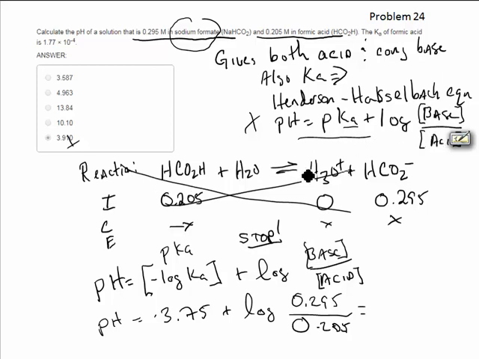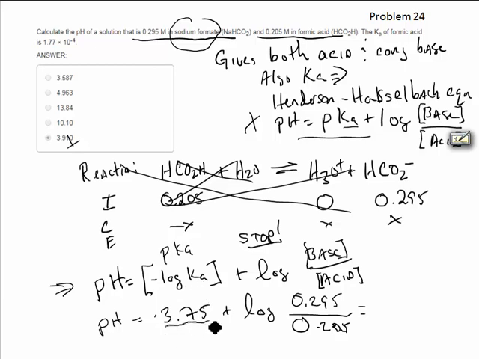Now, you could start to write out this equilibrium and do it this way, but it's long, and it's going to take you more time. So when you're given both the acid and its conjugate base, or the base and its conjugate acid, we go straight to Henderson-Hasselbalch. So the pH is equal to the pKa, so that's the minus log of the Ka, we're given that.